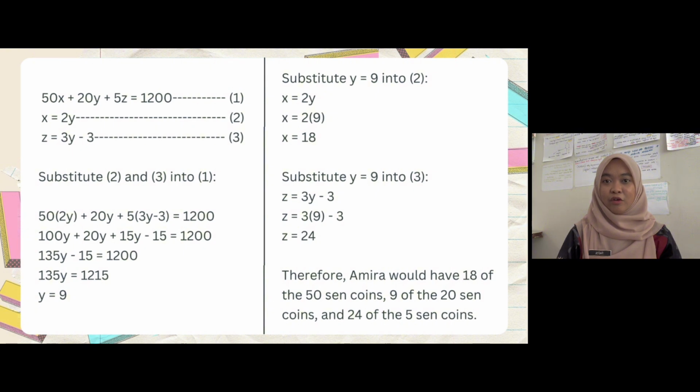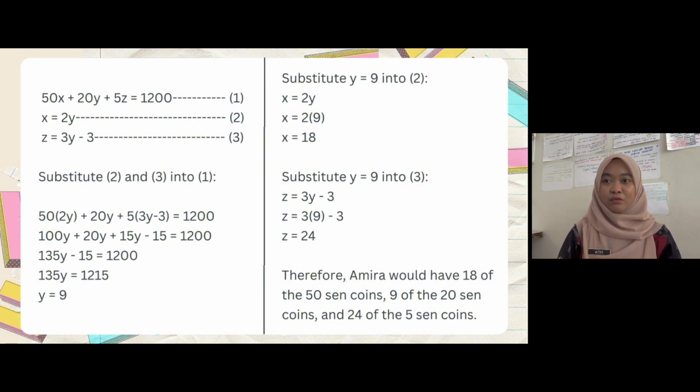After getting the value of y, we will substitute the value of y into equation 2 in order to get the value of x. So we substitute 9 into x equal to 2y, we can get x equal to 18. The last one, we substitute again y equal to 9 into equation 3 in order to get the value of z. So z equal to 3y minus 3, z equal to 3 times 9 minus 3, and then we will get the value of z, which is 24.